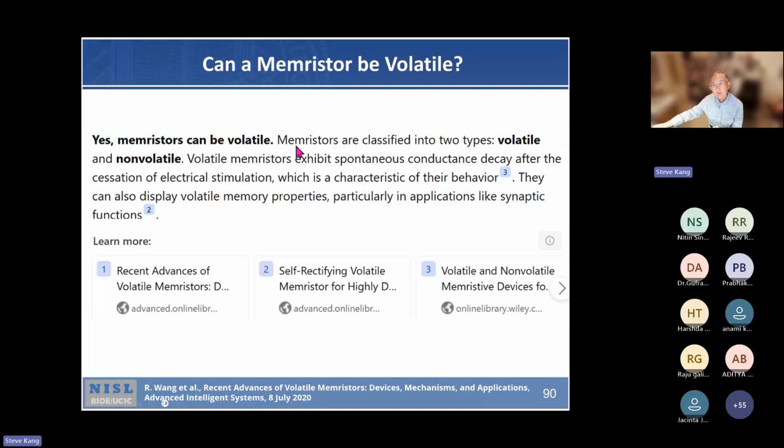Memristors are classified into 2 types, volatile and non-volatile. Volatile Memristors exhibit spontaneous conductance decay after the cessation of electrical stimulation, which is a characteristic of their behavior. They can also display volatile memory properties, particularly in applications like synaptic functions, so neuromorphic computing. So there we use memristors, but they tend to be volatile.